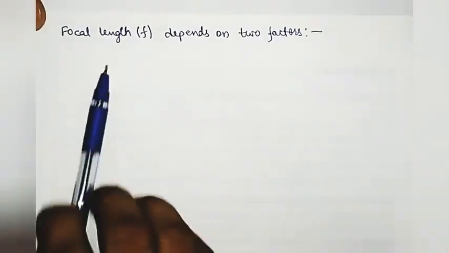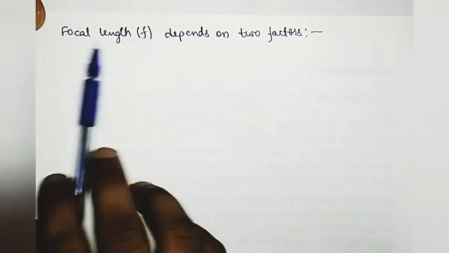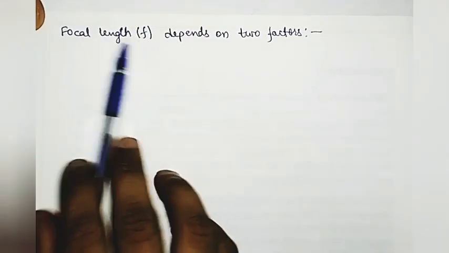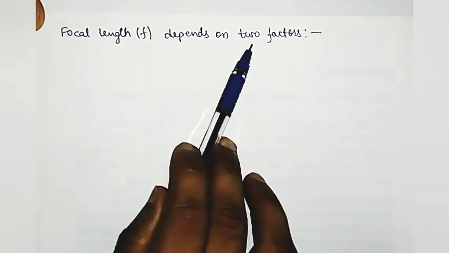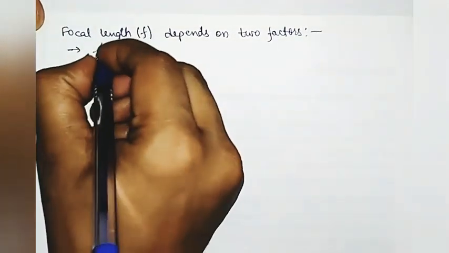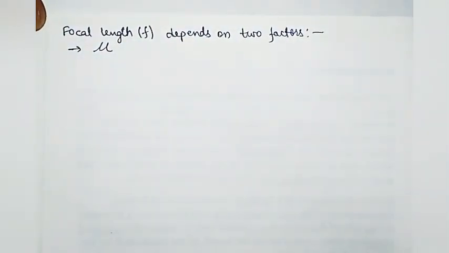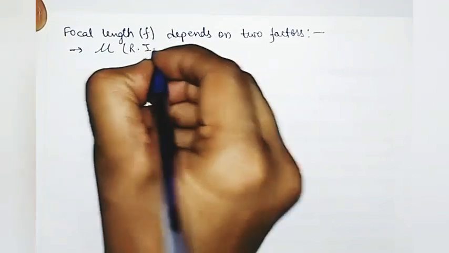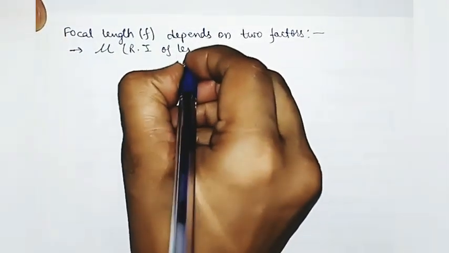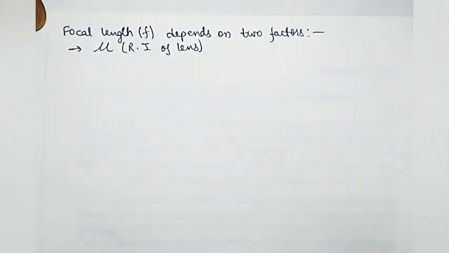The focal length, that is f, is the distance between the optical center and the first focus of the lens. This depends on two factors. The first factor is the refractive index of the lens. If the lens is dipped in water, the refractive index will change.